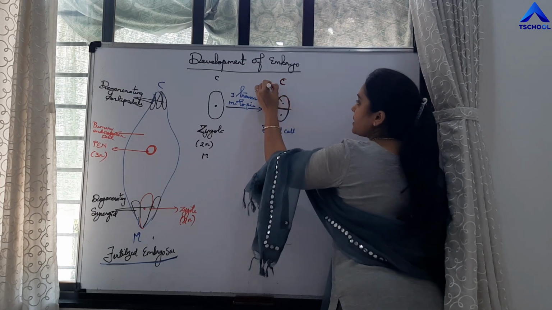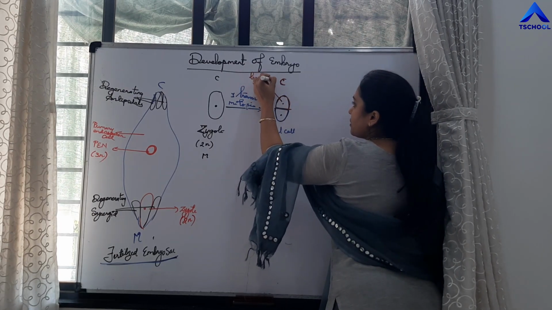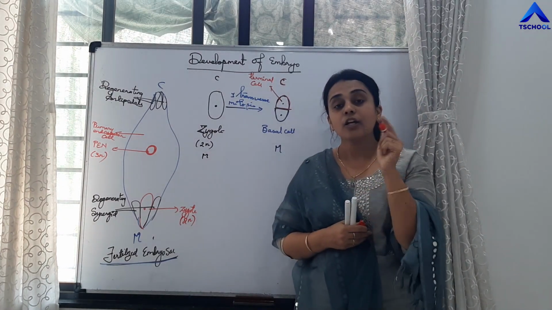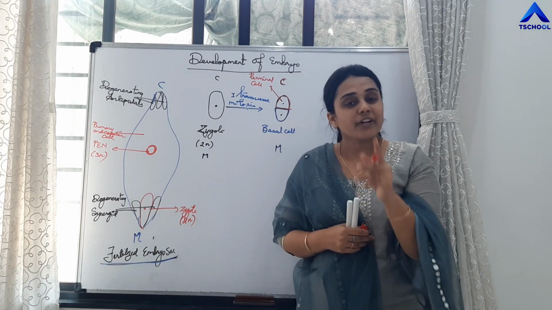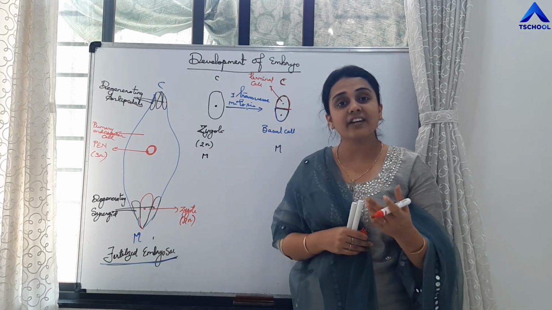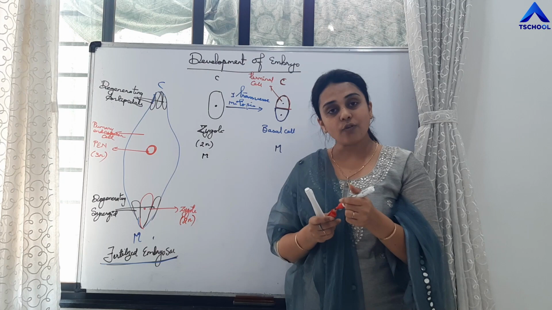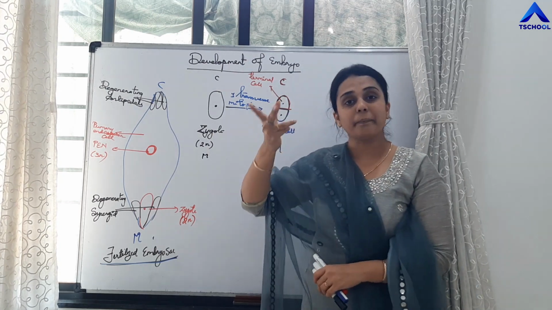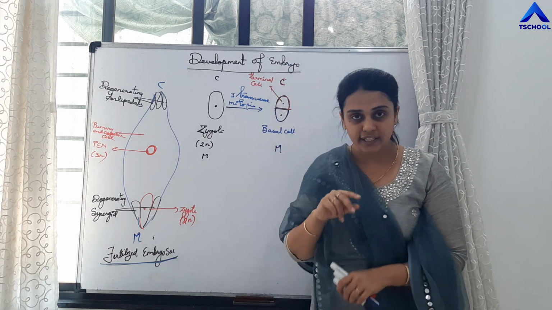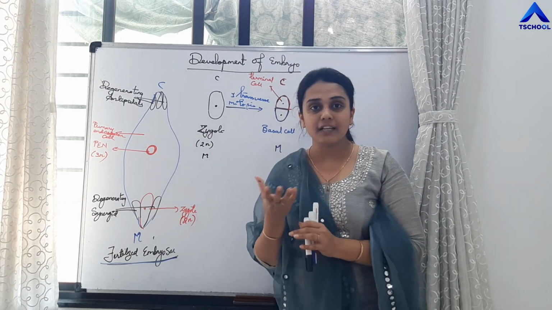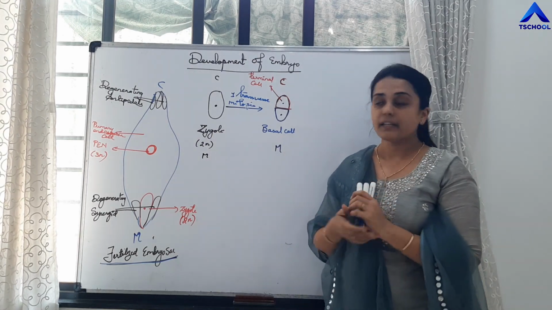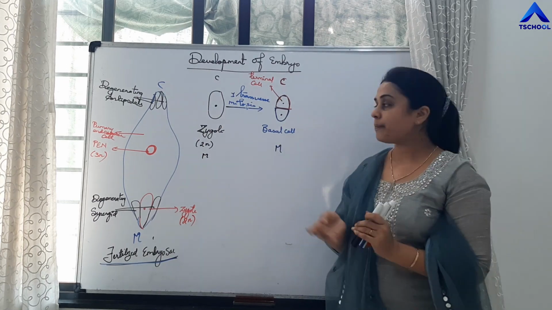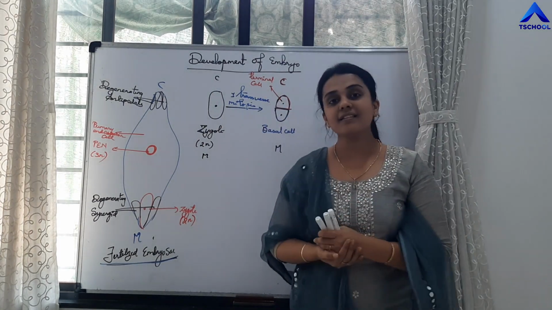this cell is called the terminal cell. So upper cell is terminal cell, lower cell is basal cell, but we cannot say it in the same way in case of an orthotropous ovule. In case of an orthotropous ovule, it will be reverse. The basal cell will be the upper cell, and the terminal cell will be the lower cell. So actually, what should be the criteria? The criteria should be the end. The cell towards the micropyle end is the basal cell, and the cell towards the chalazal end is the terminal cell.